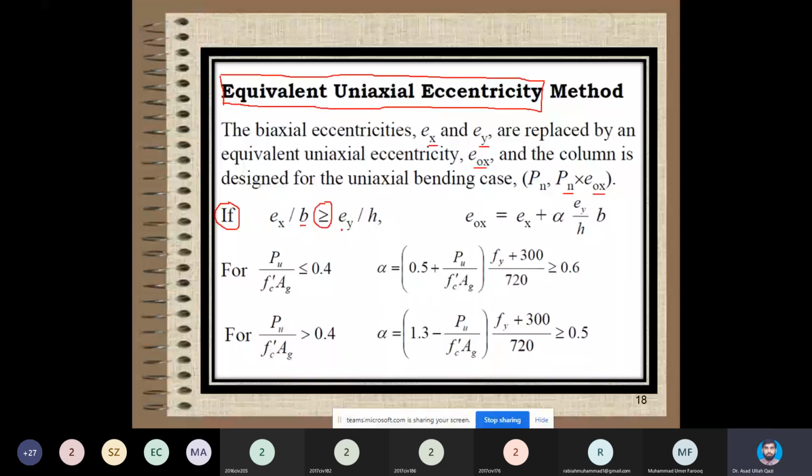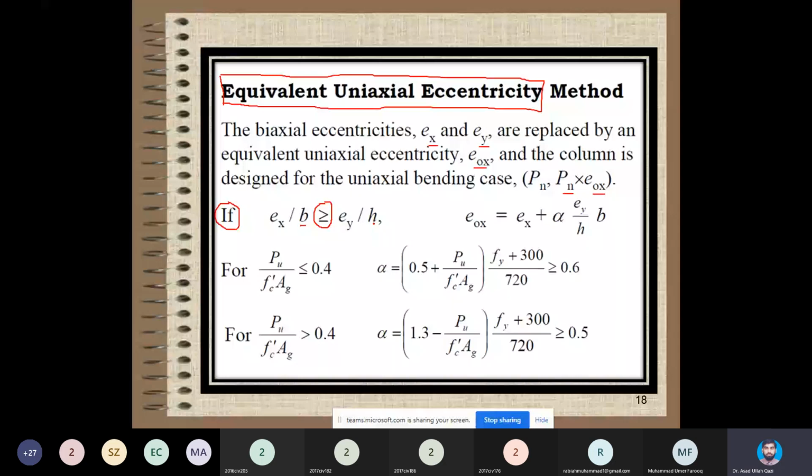So if this condition is fulfilled, then you will be using E naught x as the equivalent uniaxial eccentricity. It is actually exaggerated. Your actual eccentricity Ex will be exaggerated by this second component, summation of Ex plus alpha times Ey over h into b.